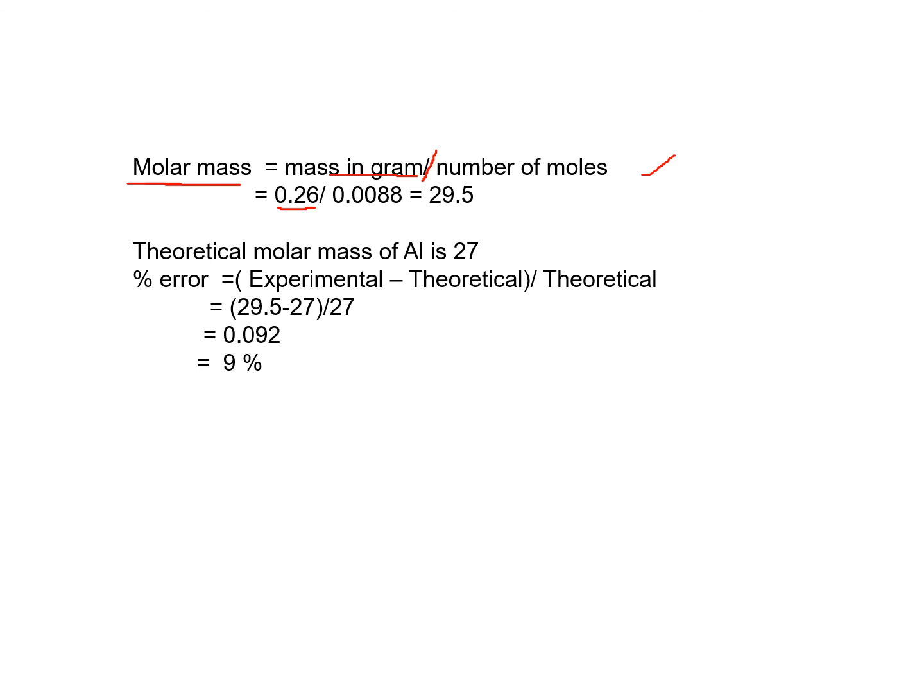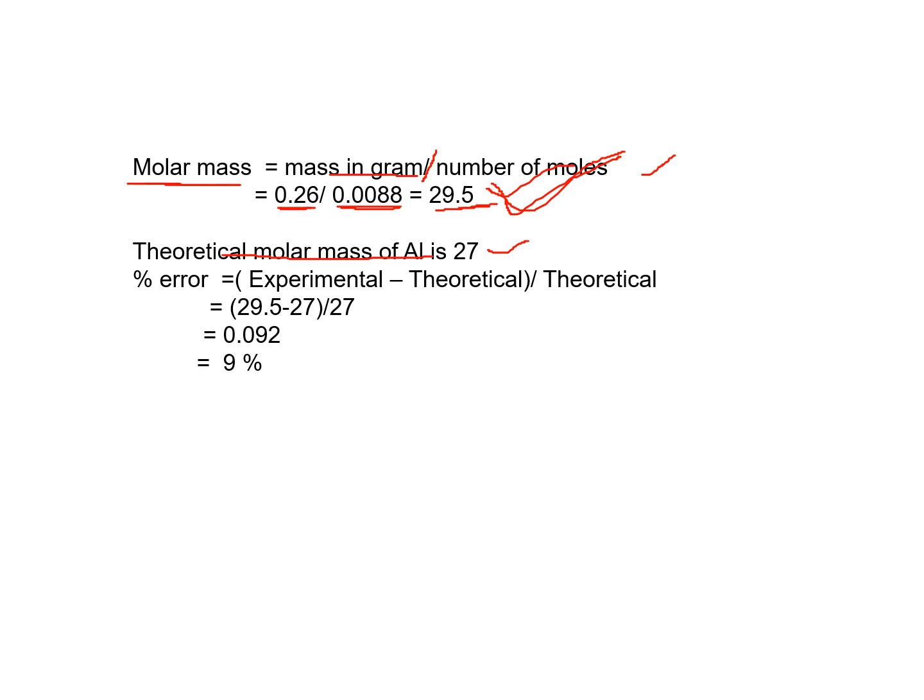And when you did all the reaction and calculated the number of moles of aluminum, you found that the number was 0.0088. So you divide the gram mass by the number of moles and you get 29.5. So you found that the molar mass of aluminum is 29.5 by your experiment. This is an experimental value. But this is not the theoretical or actual molar mass of aluminum. The theoretical or actual molar mass of aluminum is 27.